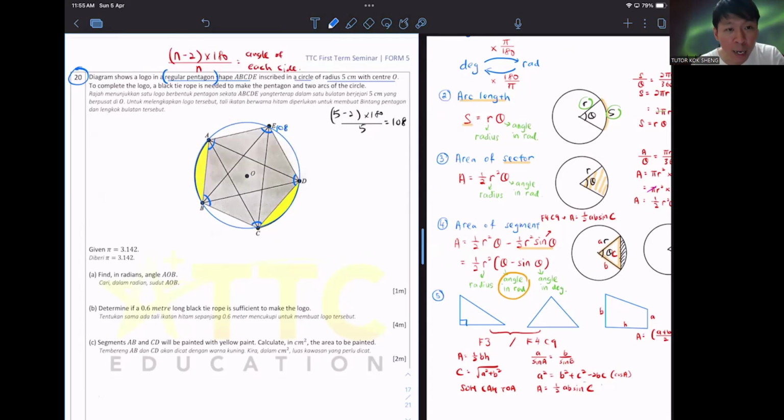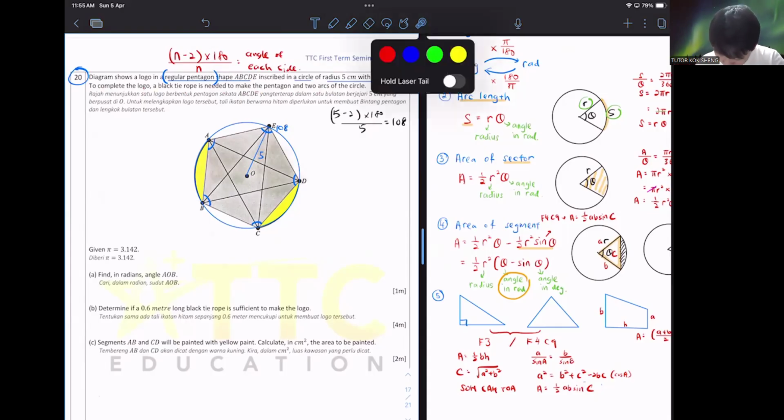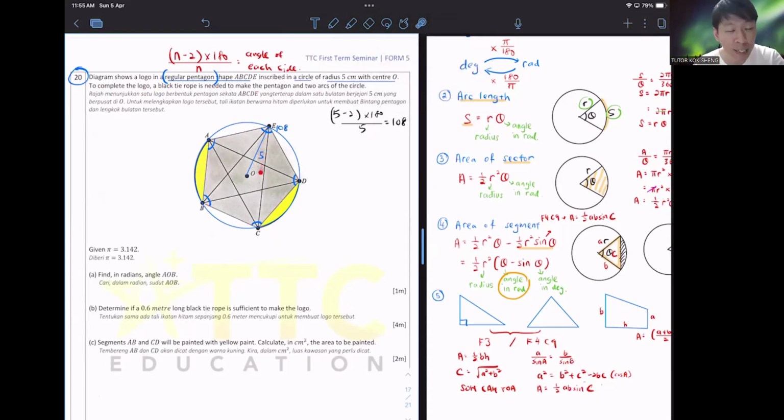Okay, next one. Inscribed in a circle with radius 5 cm, center O. So radius 5 cm, right? Okay, I simply draw the circle here, radius 5 cm. Okay, last one. To complete the logo, a black tie rope is needed to make the pentagon and two arcs of a circle. You can see there's a star here. This is where they're using the rope to tie.